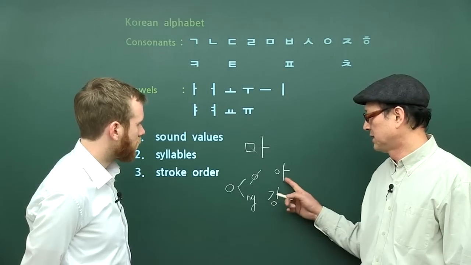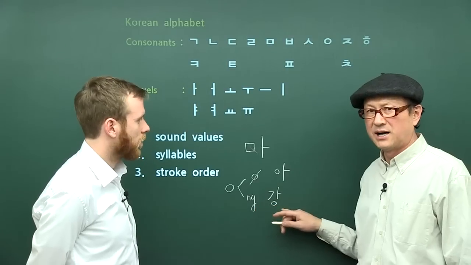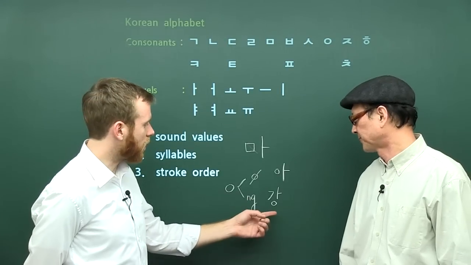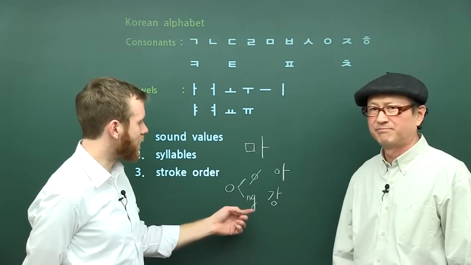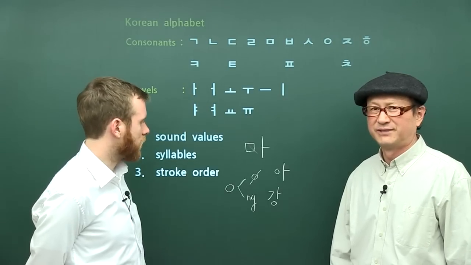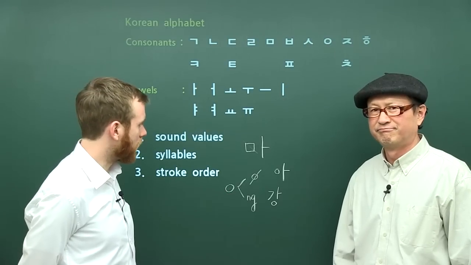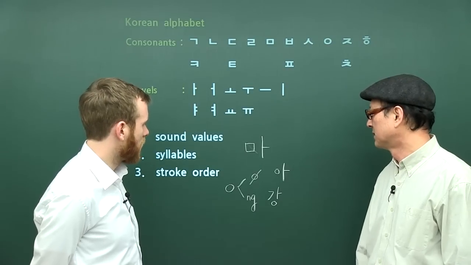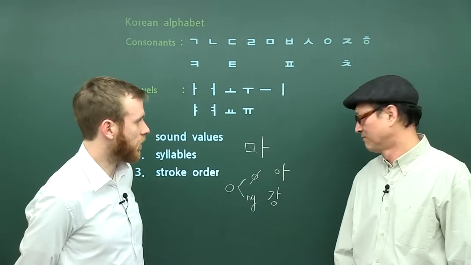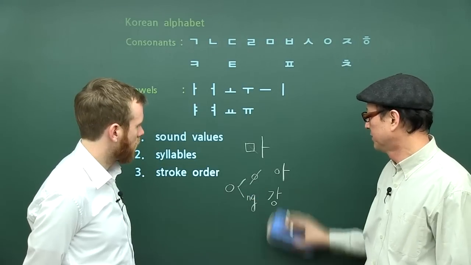So 이거는 그냥 아. 아. 여기는 이제 가, 강. So the NG sound, when it comes at the end of the syllable, or at the end of the character, takes on this NG sound. 강. 강, 알아요? 강, river. So the Han River in Seoul that runs through a lot of Korea is the Hangang. And I could never write just the vowel like that. I need this consonant here. 강.